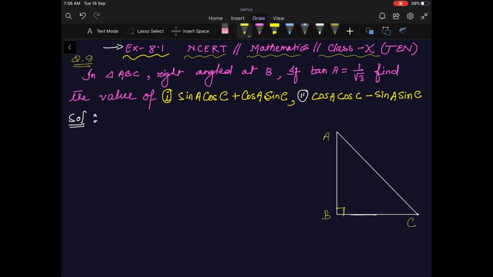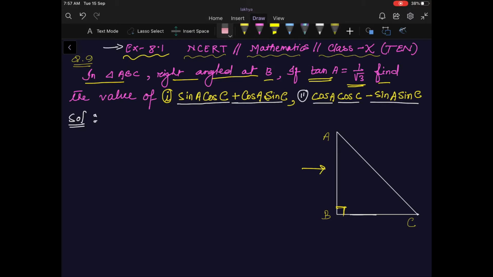In this question, it is given that in triangle ABC, right angle at B. So this is a triangle, suppose right angle at B. If tan A is equal to 1 by root 3, find the value of sin A cos C plus cos A sin C and cos A cos C minus sin A sin C. So let me show you how to solve this.